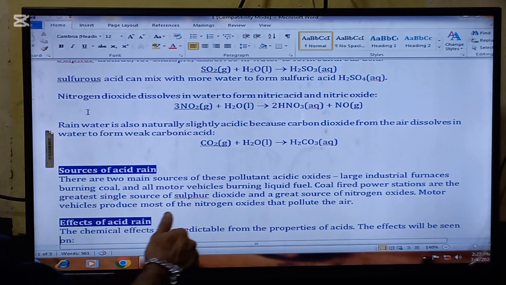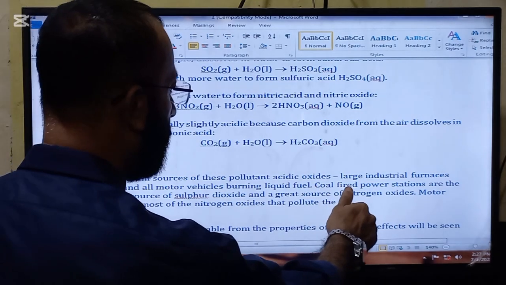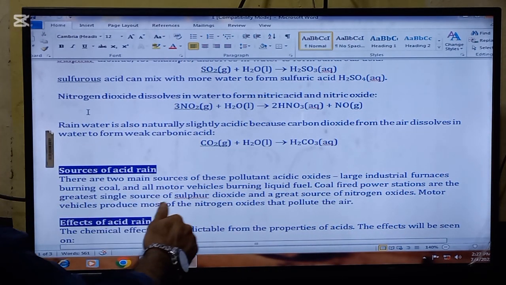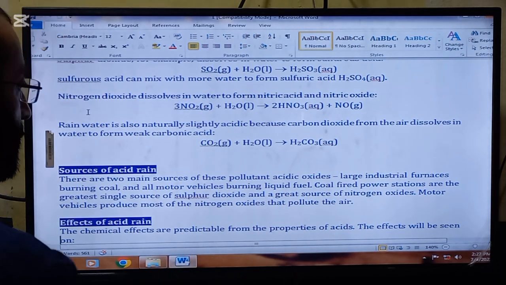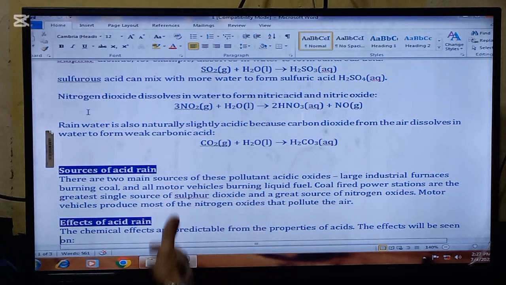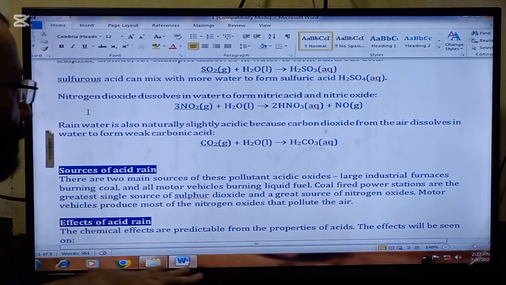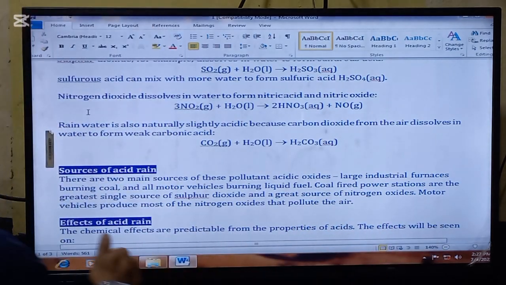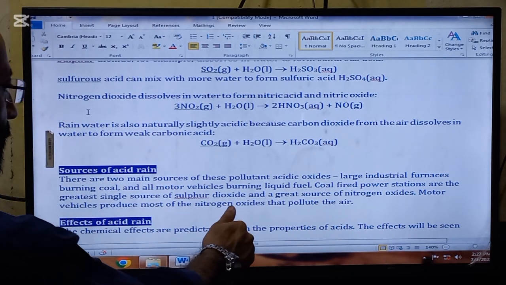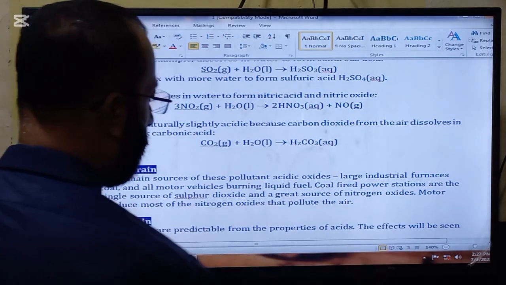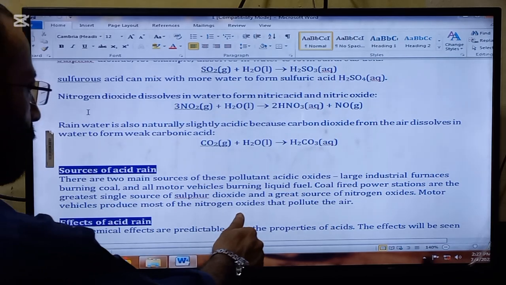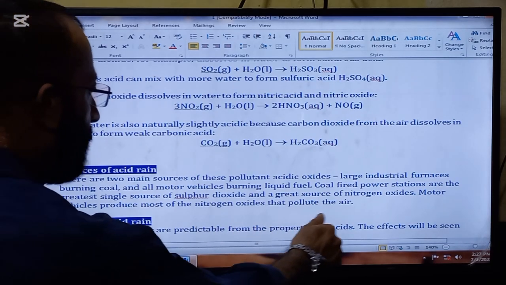Now, sources of acid rain is the next thing that we are going to read. There are two main sources of these pollutant acidic oxides: large industrial furnaces burning coal and all motor vehicles burning liquid fuel. These are the two main sources of producing nitrogen dioxide and sulfur dioxide gases. Coal-fired power stations are the greatest single source of sulfur dioxide and a great source of nitrogen dioxides. Motor vehicles produce most of the nitrogen oxide that pollutes the air.